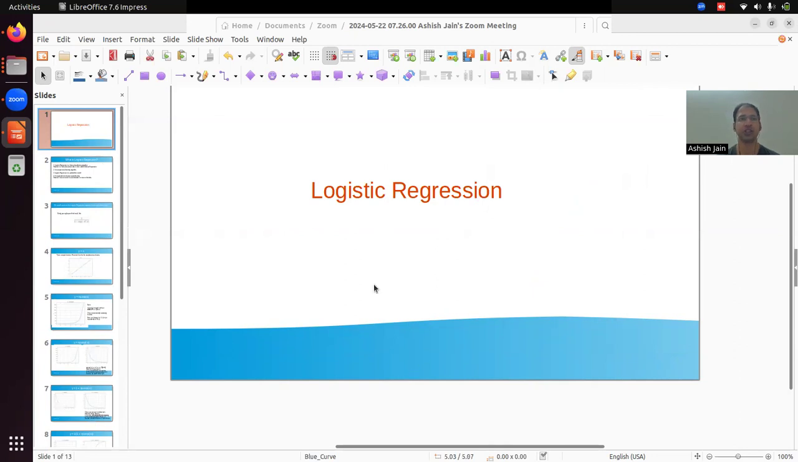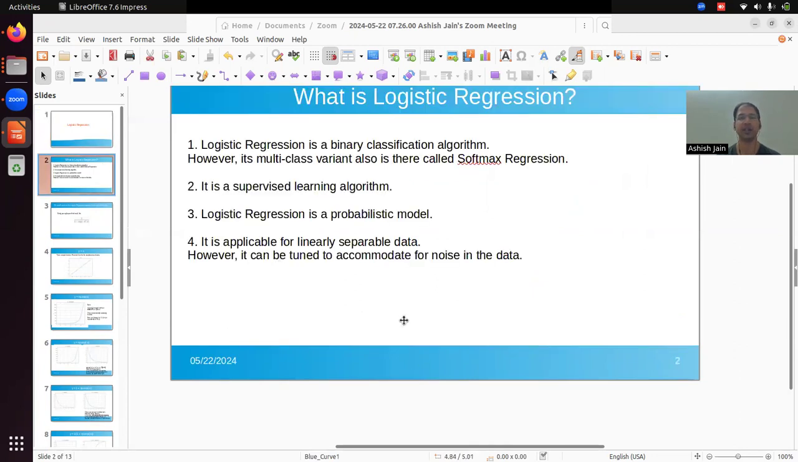So what is logistic regression? Logistic regression is a binary classification algorithm. It is a supervised learning algorithm. Logistic regression is a probabilistic model. It is applicable for linearly separable data.